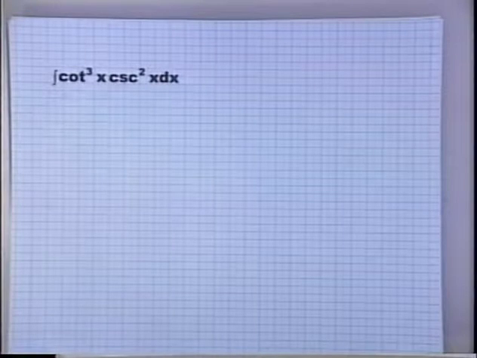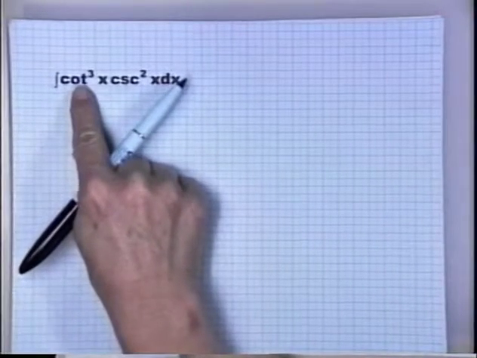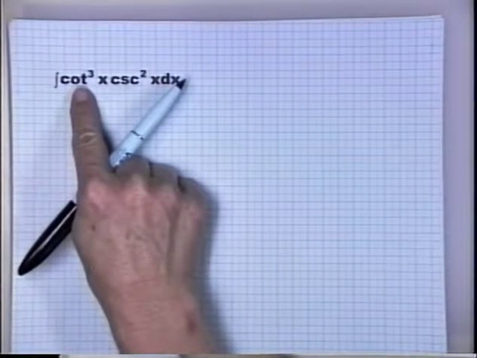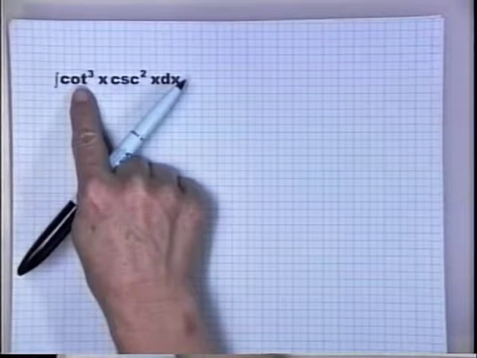Find the antiderivative of cotangent cubed x times cosecant squared x times dx. Well, we've got trig functions going on here, and they have powers. Here's how I approach it. What's the derivative of cotangent? Well, that's what? Negative cosecant cotangent? I'm sorry, negative cosecant squared. I'm thinking the other one already.